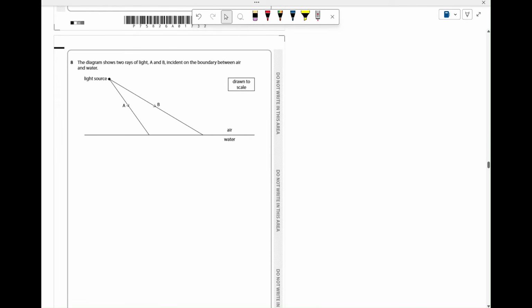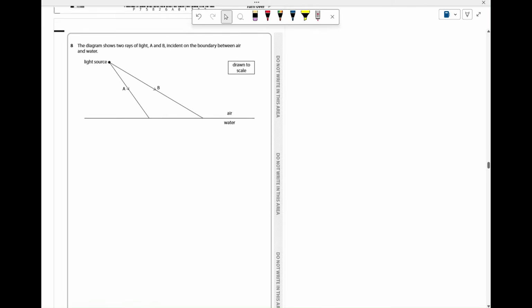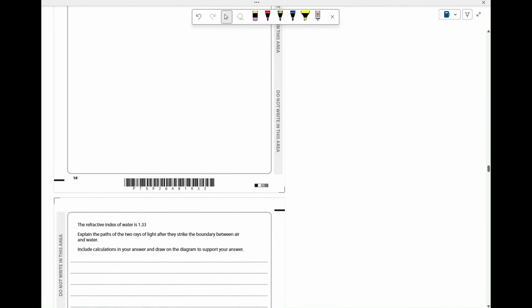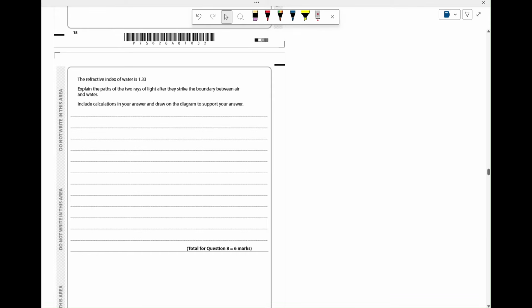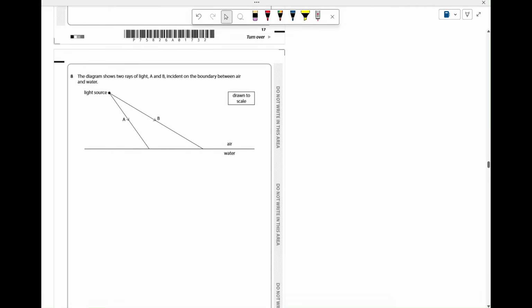Okay. 2 rays of light. What's happening here? So they're incident on a boundary between air and water. Okay. We've got a refractive index. Explain the paths of the 2 rays of light after they strike the boundary between air and water. Include calculations and draw a diagram to support your answer. Crikey, quite a lot to do here for 6 marks.